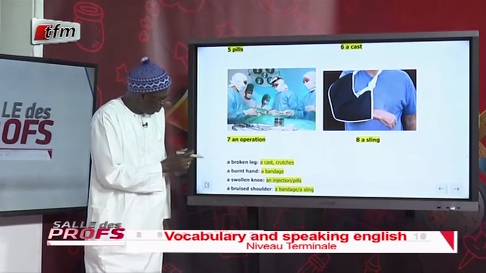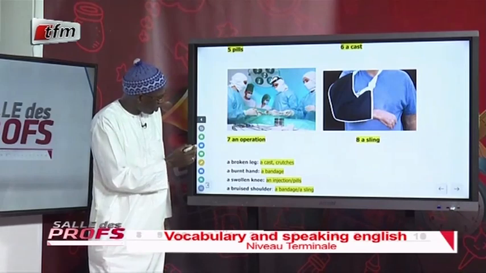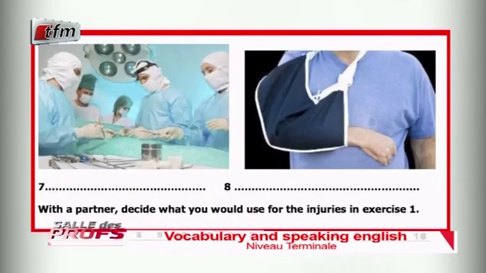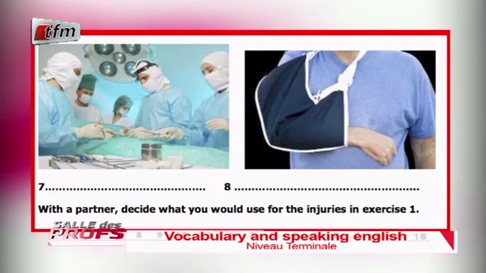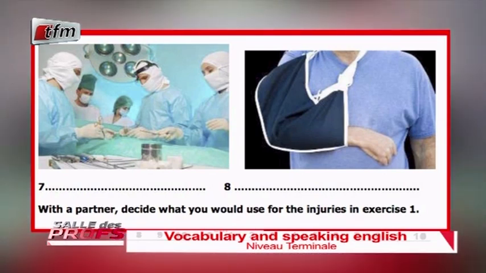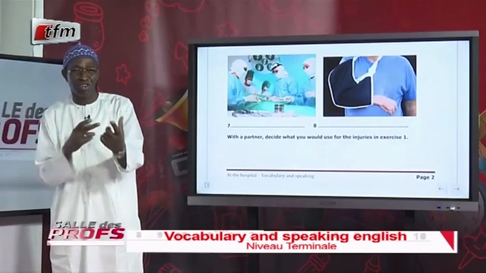The second part is about working with a partner and deciding what you would use for the injuries in exercise 1. Tell each other what you would use for the different injuries. Okay? Collaborate with your partner. Don't do the exercise alone. And talk to each other.